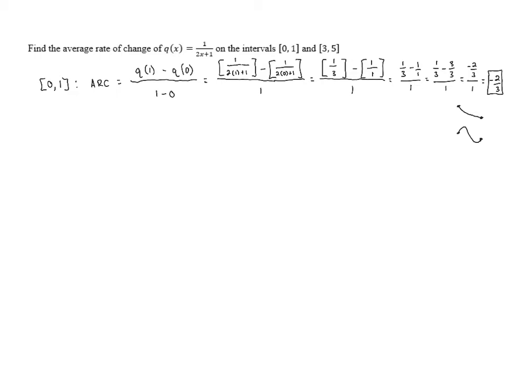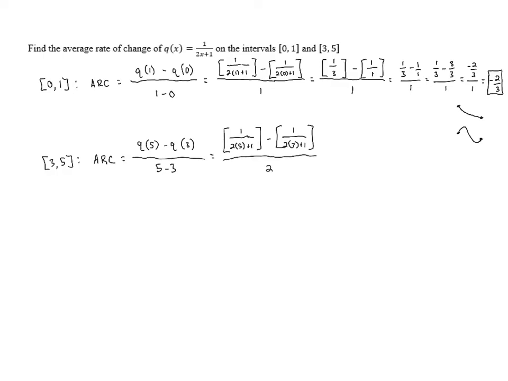Now, let's move on and look at the other interval from 3 to 5. Here, to find the average rate of change, we're going to have to evaluate q of 5 minus q of 3, all over 5 minus 3. Now, q of 5 is going to be 1 over 2 times 5 plus 1. And q of 3 is going to be 1 over 2 times 3 plus 1. And that's all going to be over 2. I'm going to go down just so that I have more room.